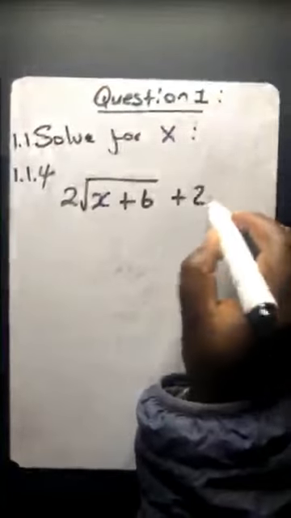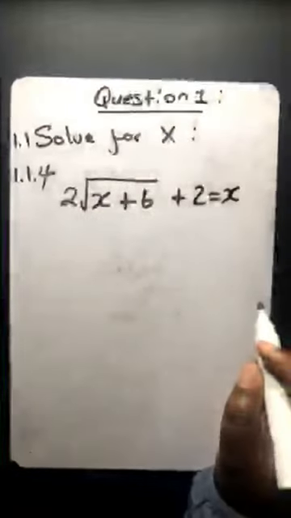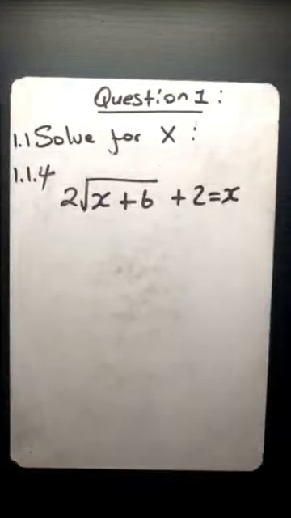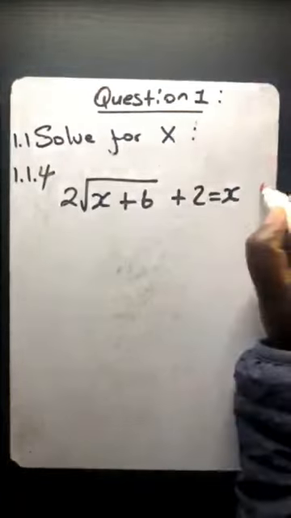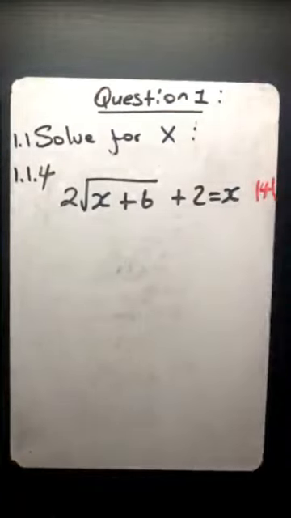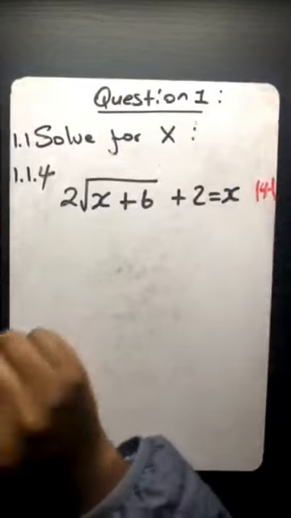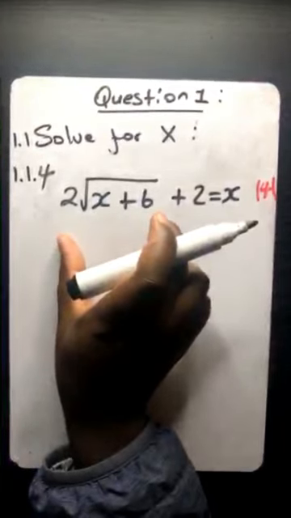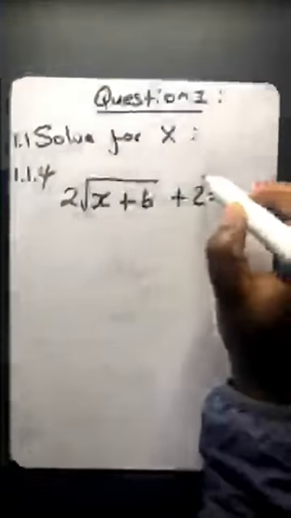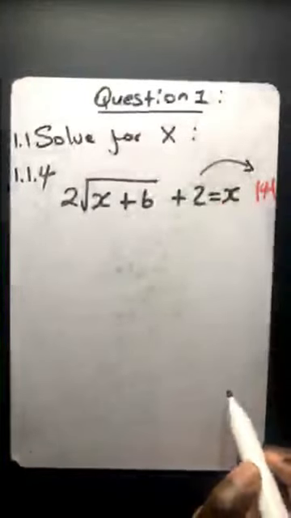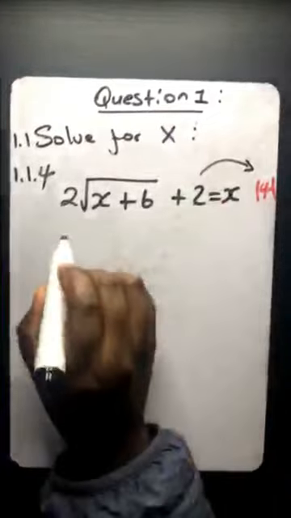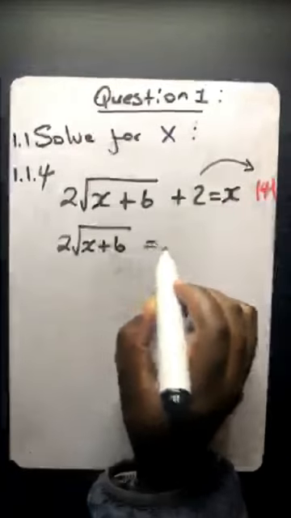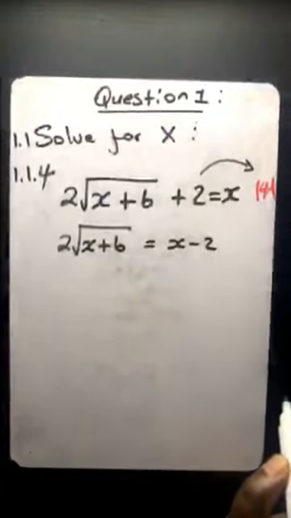Okay. This is what we are now having. This is the question that is allocated 4 marks. I'm quickly going to take you through that one. You remember, guys, we said when we are having square roots, we always try by all means to isolate the square roots, meaning you take everything to the other side. So you're remaining with 2 square root of x plus 6, which is equal to x, then you are having a minus 2 there.